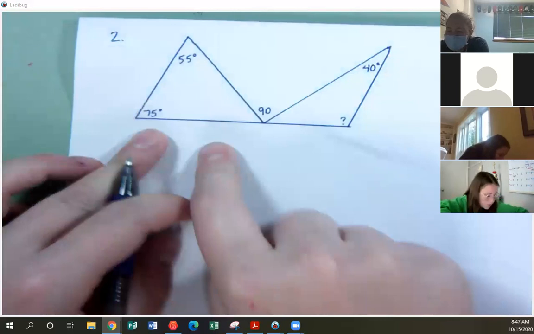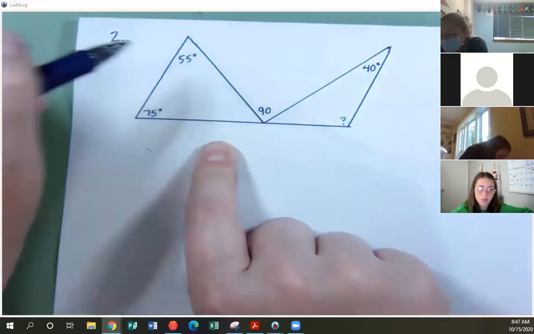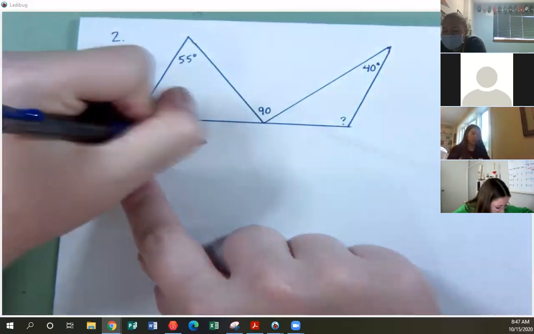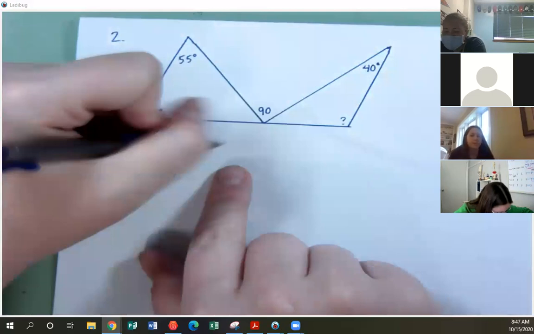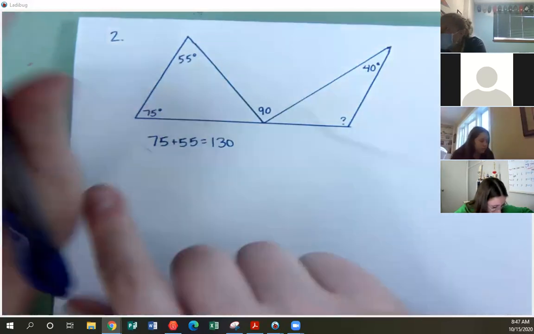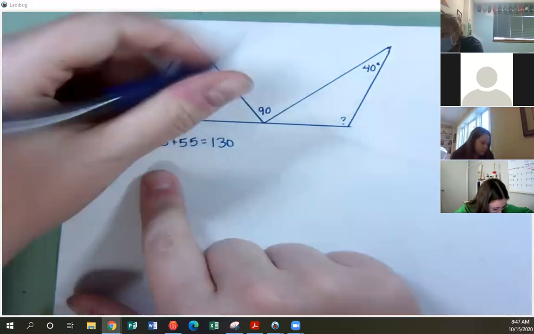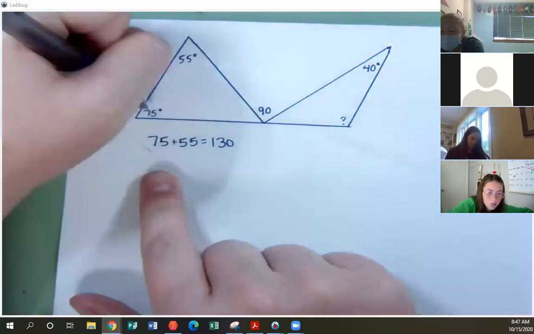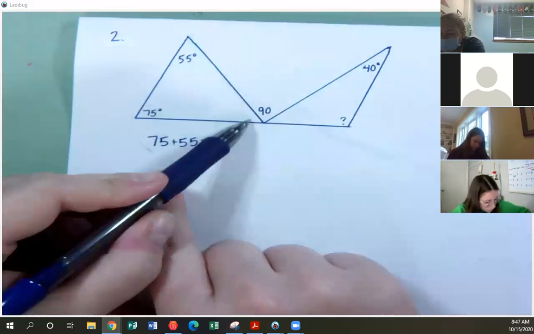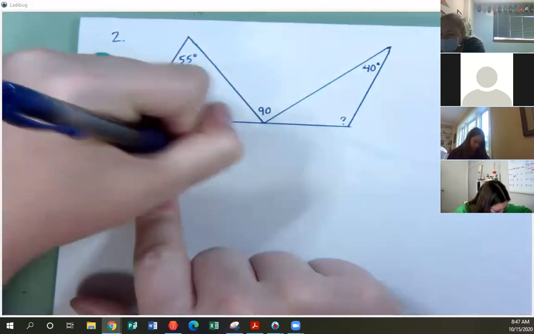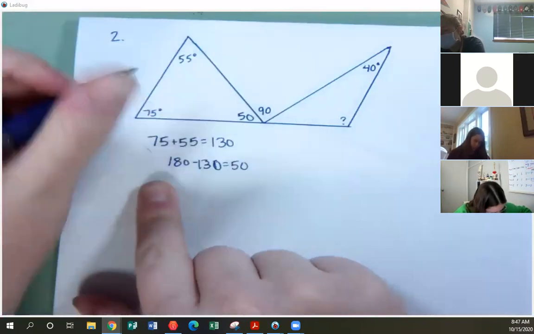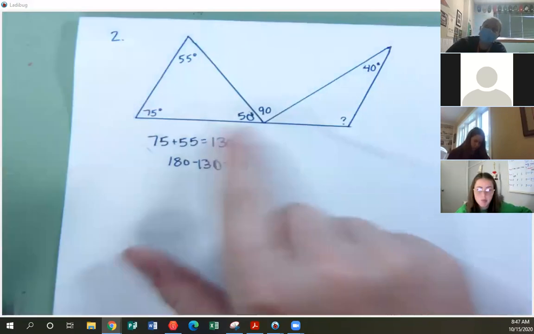So all three of these are going to add up to 180. What you can do is add 75 and 55, and then you'll get 130, I believe. Is that right? 130. All right. If it's not, you'll tell me. So you get 130 for this, and these two add up to 130. If you subtract these from 180, then you would get 50. So this one's going to be 50 degrees. And if you're like, oh, I want to check my answer, add these three together, they should equal 180.